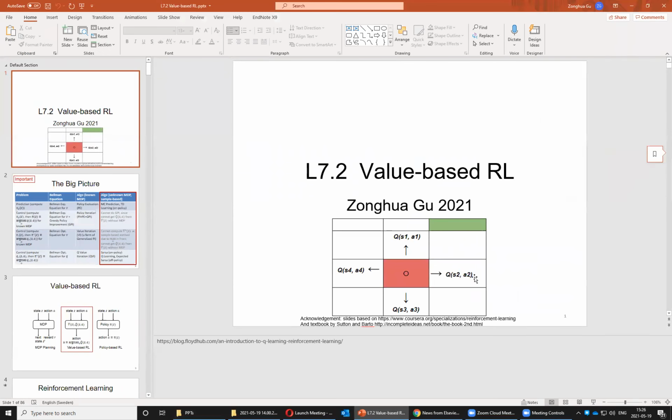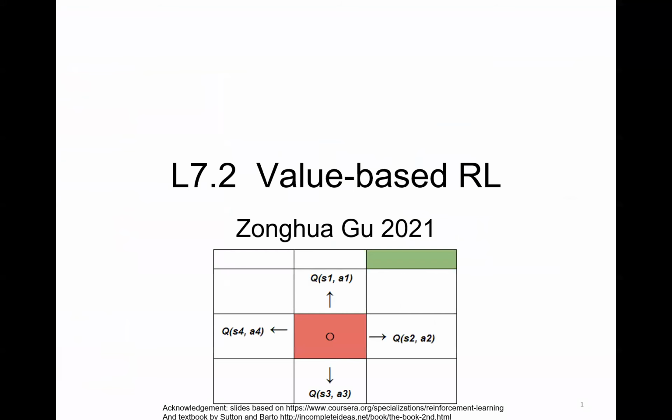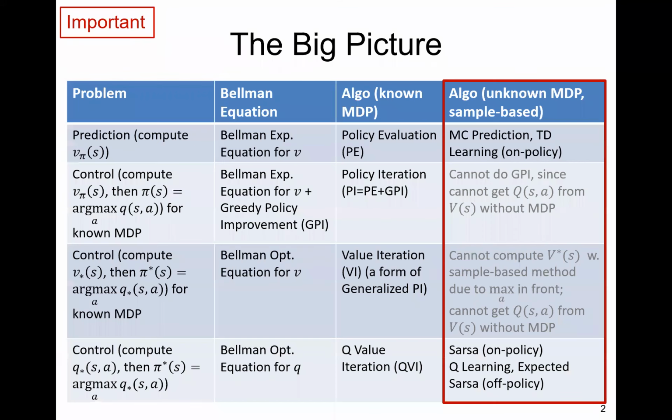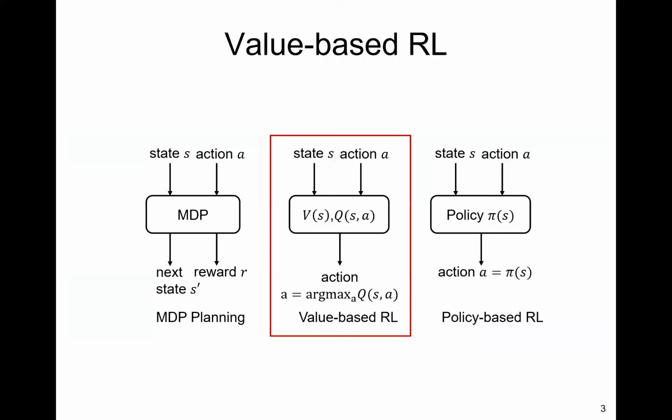Of a value-based RL. So now we have an unknown MDP, so we need to perform sample-based learning. And now we're in model-free category territory.